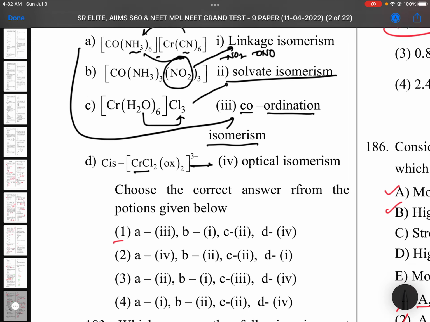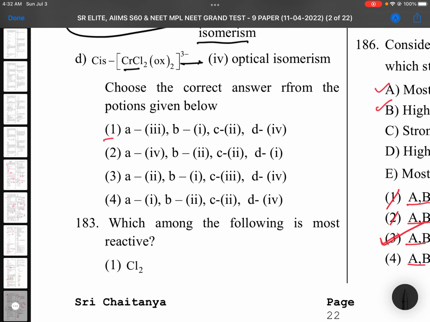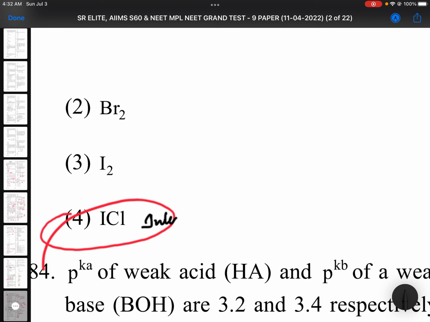The rest is very clear. Which of the following is most reactive? Chlorine, one option is there. I see it. Interhalogen compounds are more reactive. When compared with normal halogens, interhalogens are more reactive. This is an NCERT statement.